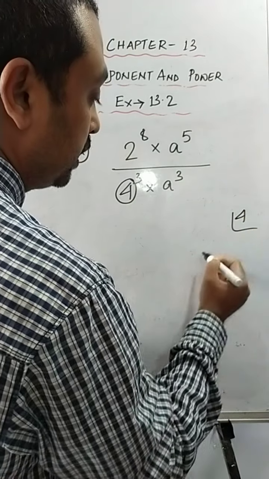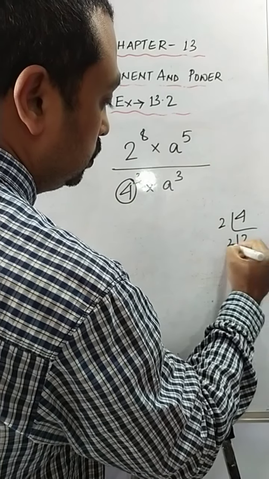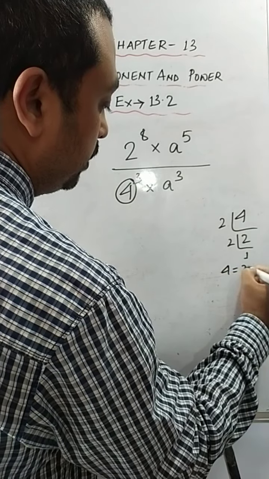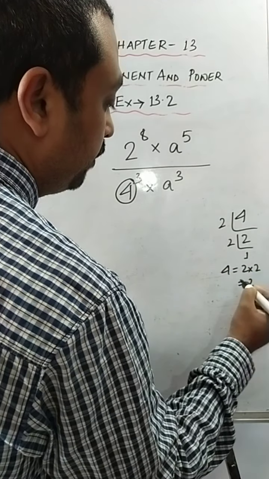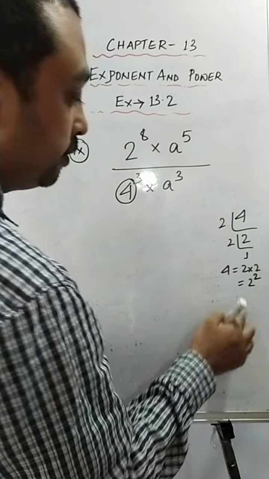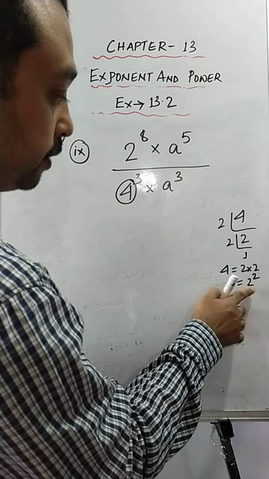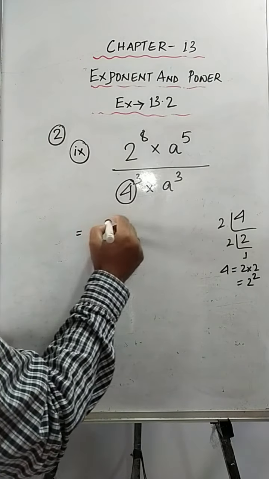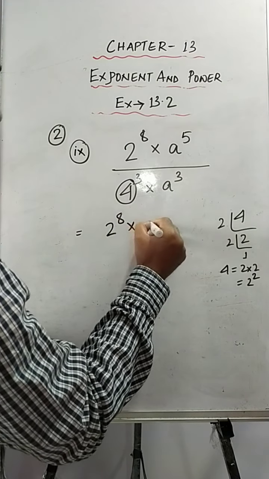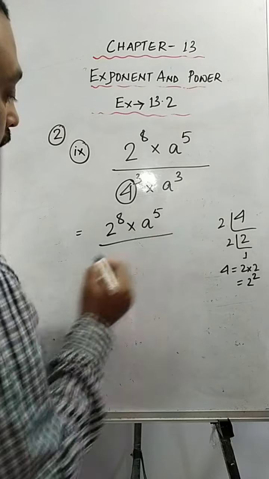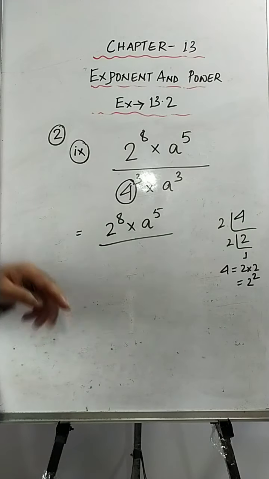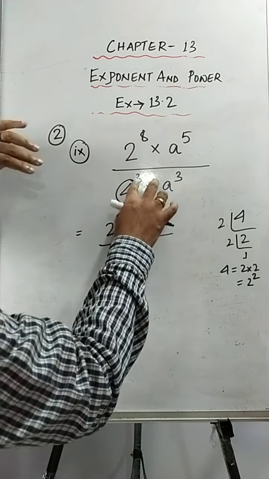If you do the prime factorization, 2, 2, 2, 1. So in place of 4, what can we write? 2 into 2. Or if you have to write it in exponential form, then we can write 2 square. So in the next step, what can we write? 2 to the power 8 into a to the power 5 upon, now this time you have to be very careful. You see 4 is also carrying 3 as a power.